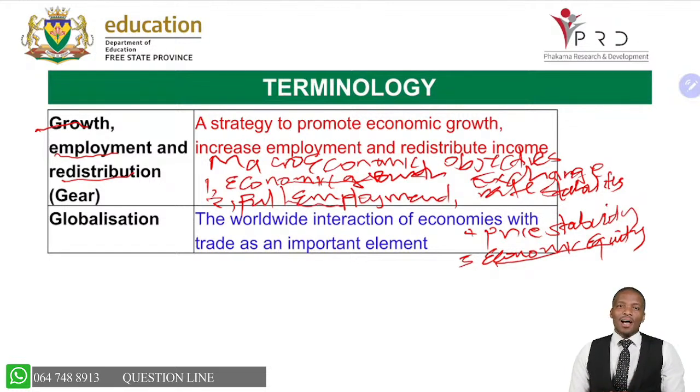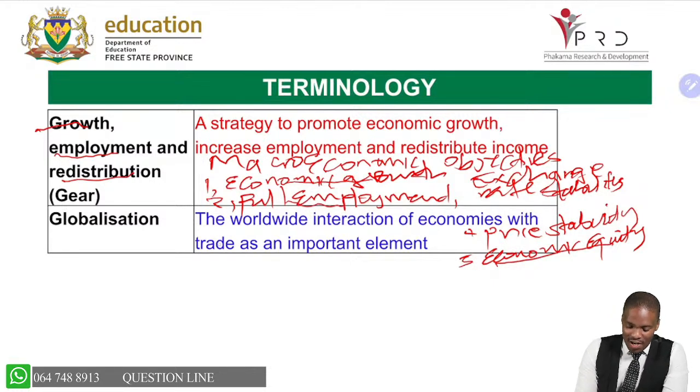So as a learner coming out of this exam, and then you are asked to evaluate or talk about any policy or any approach, if you find out that you did not mention any job creation there, you did not mention any redistribution of income or skills development or equity, you must know that that is an incorrect application of that in economic pursuit. And with globalization now as a concept, we remember that it is the worldwide interaction of economies with trade as an important element.